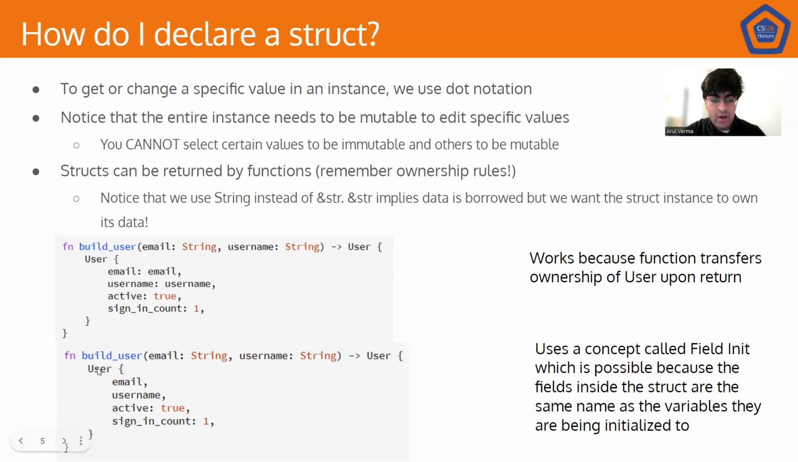The next thing to look at is how in the second implementation, we don't say email colon email or username colon username. The reason for that is this thing called field init shorthand. Whenever the variable and the field you're filling share the same name, like email and email here, you can just give it the name, and Rust is smart enough to realize that the variable you want to fill in and the data share the same name. So we can just merge them.